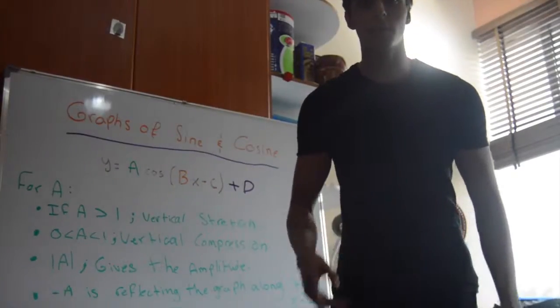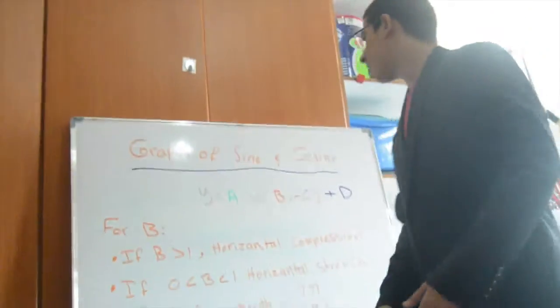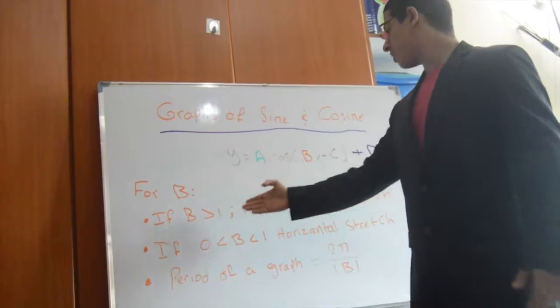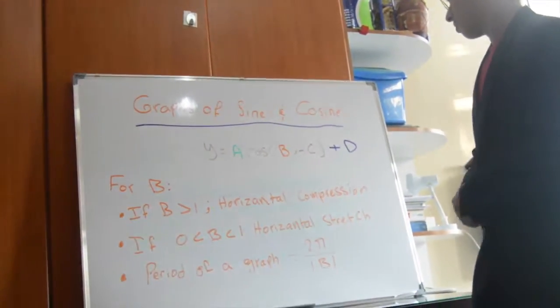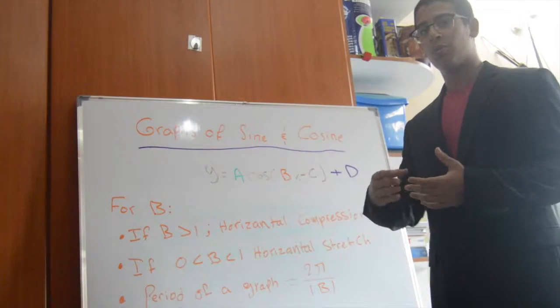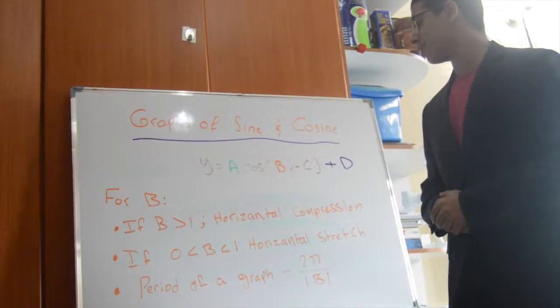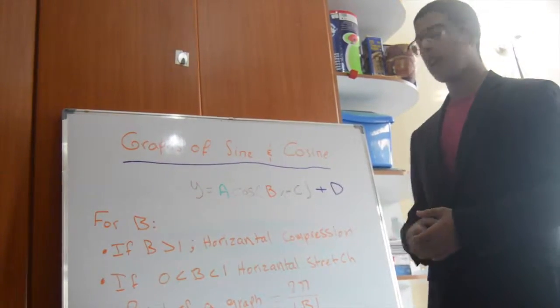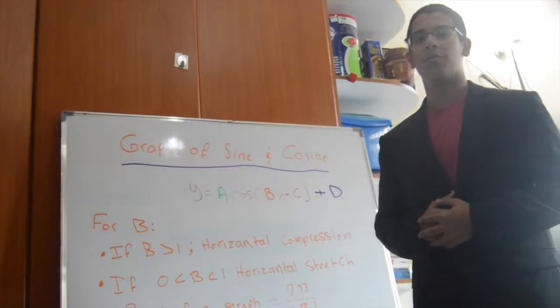And now to explain b. Okay guys, so for b, if b is more than 1 then it's a horizontal compression, and if b is between 0 and 1 then it's a horizontal stretch, and the period of the graph is always 2 pi over the absolute value of b.